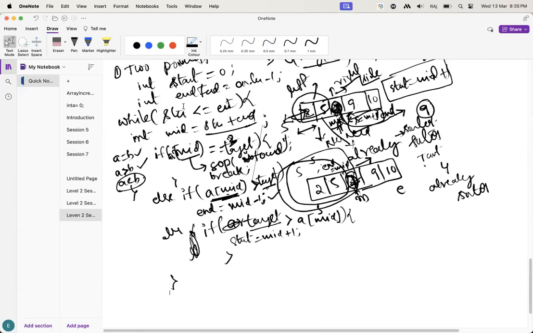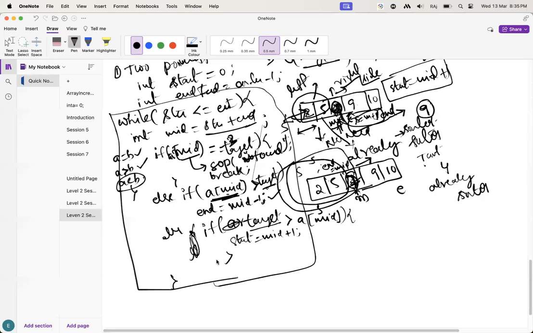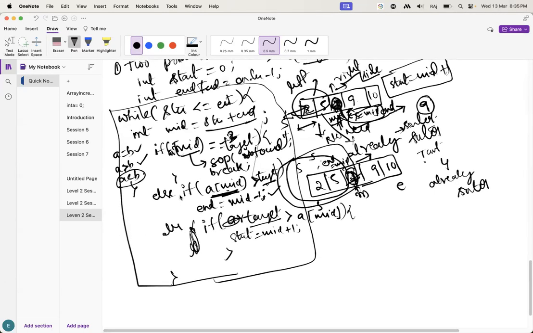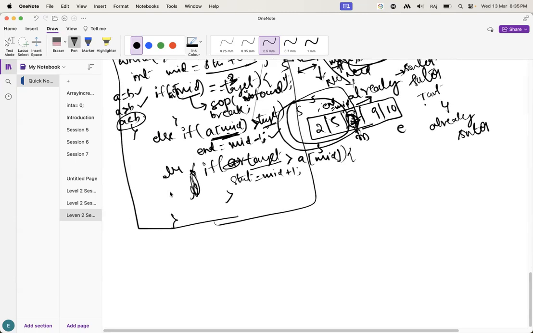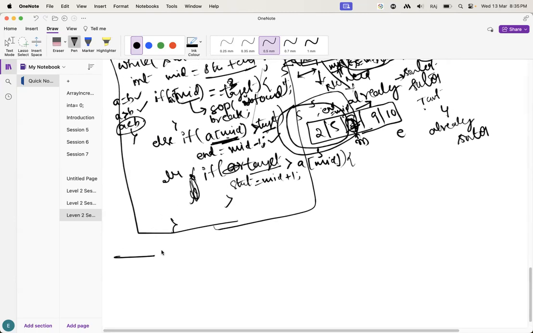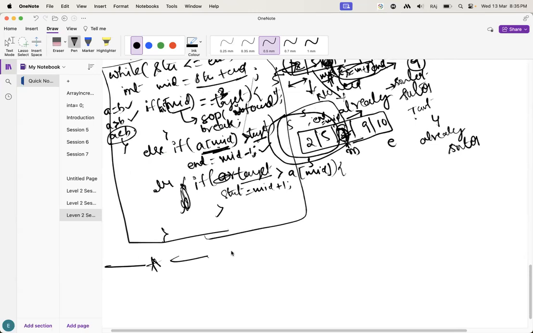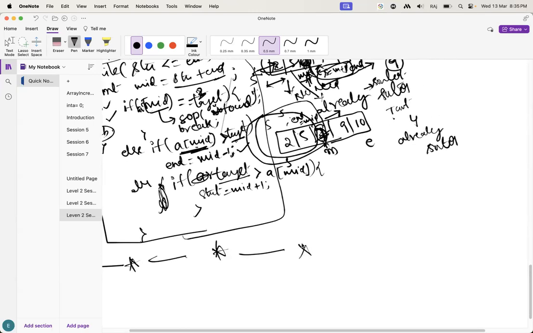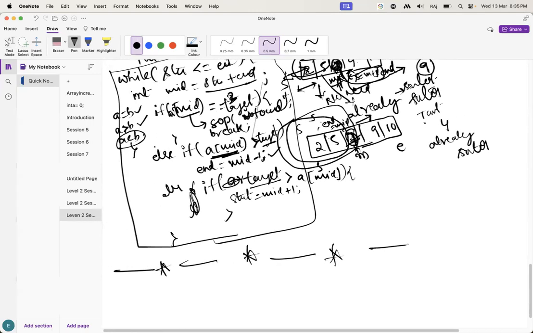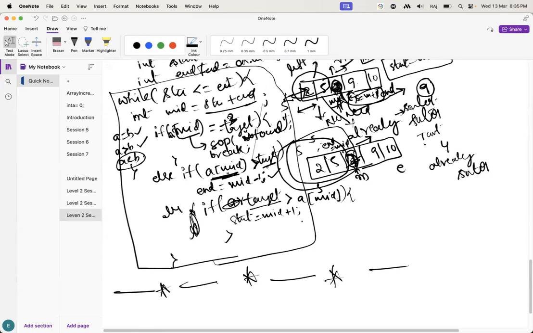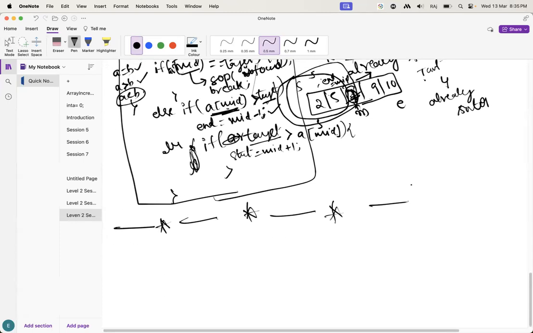I hope you are clear on this. Guys, please let me know. Fine. Okay, guys. Let's implement this one. Guys, this is the actual implementation. You have to try it on your own. This is the actual logic, guys. You have to try it on your own.